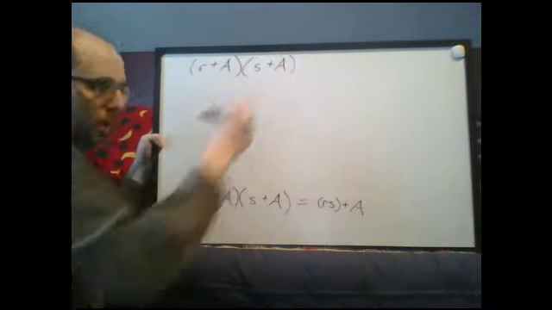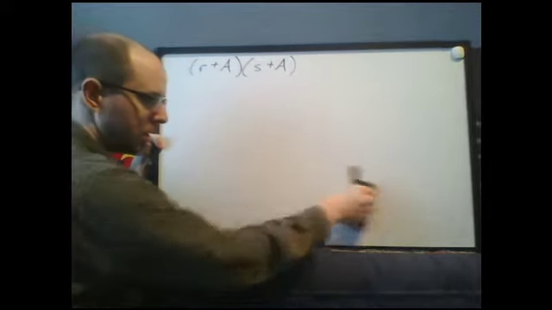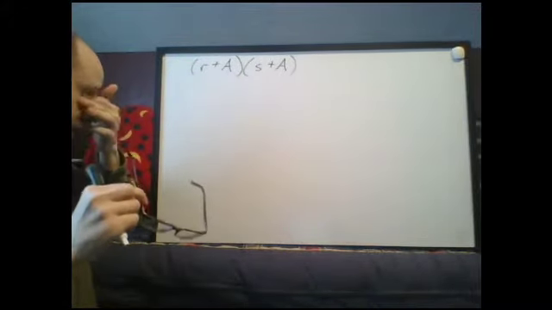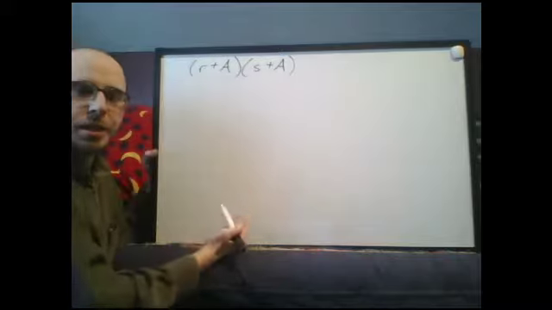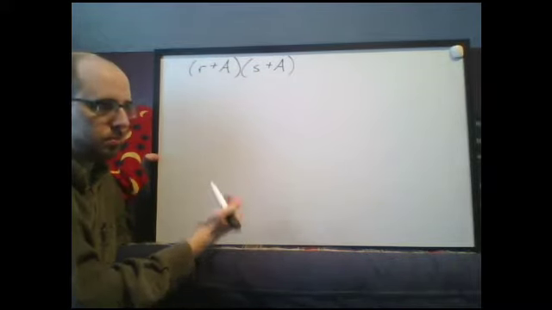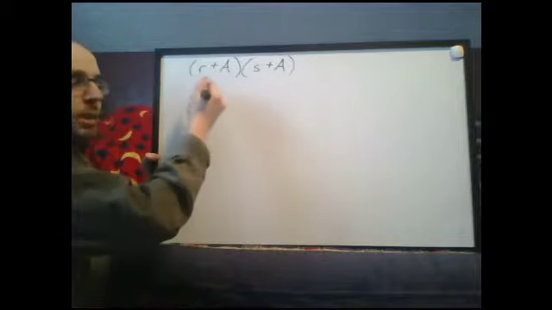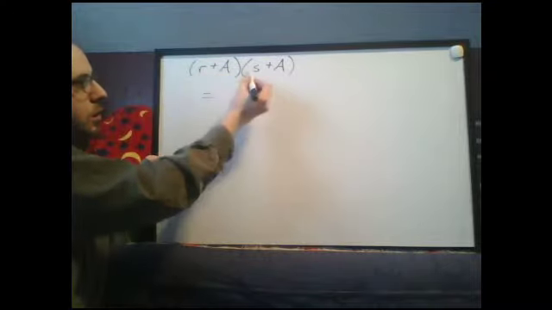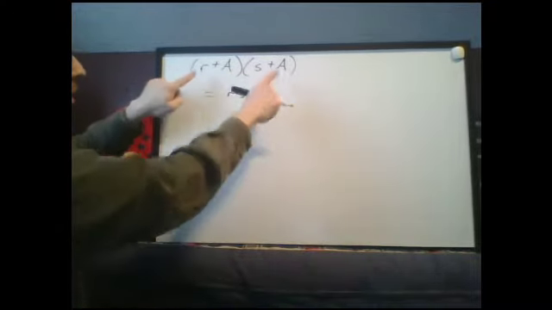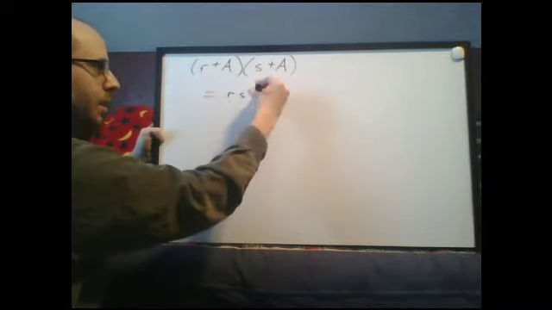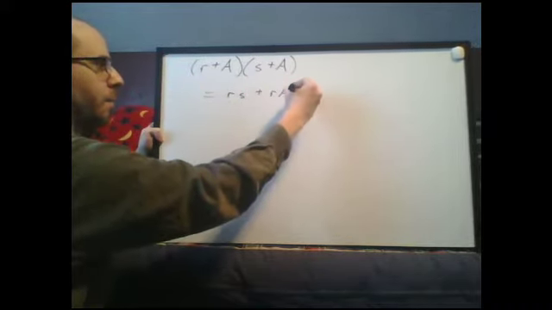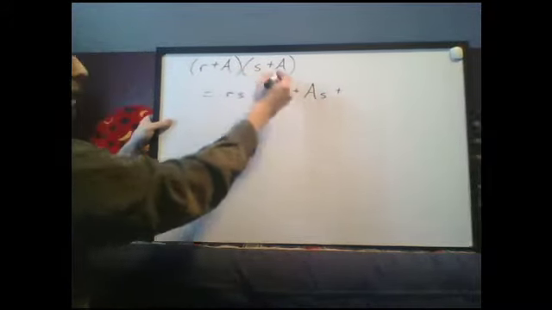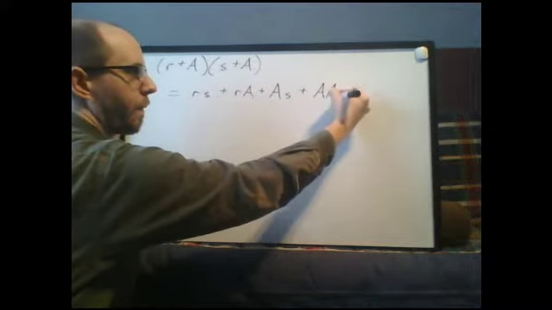Since we kind of skimmed on coset discussions, I don't want to get too involved here. But just the idea is this. If I treat this as a product of two binomials, just for simplicity, let's just think of it as if I was multiplying two binomials. So I FOIL this. r times s, r times the set A, plus the set A times s, plus A times A.